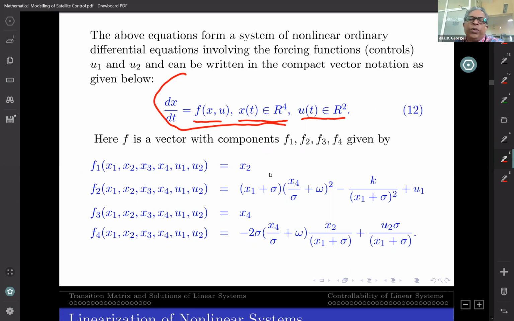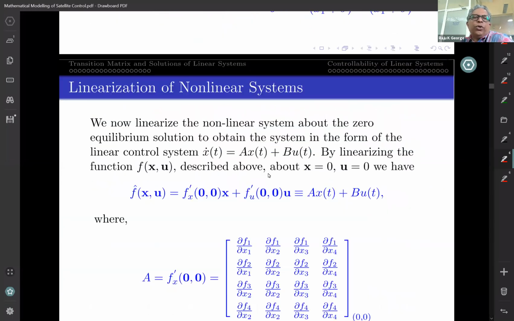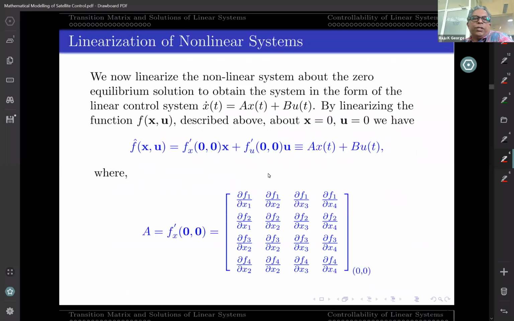Now since it's nonlinear, to get its solution is not very easy. What we usually do is linearize this nonlinear equation. From a practical point of view, you want to linearize this equation, get a linear system, and then study the properties of the system. That's what we do from a practical point of view. So, linearization of the nonlinear system. We now linearize the nonlinear system about the zero equilibrium solution.